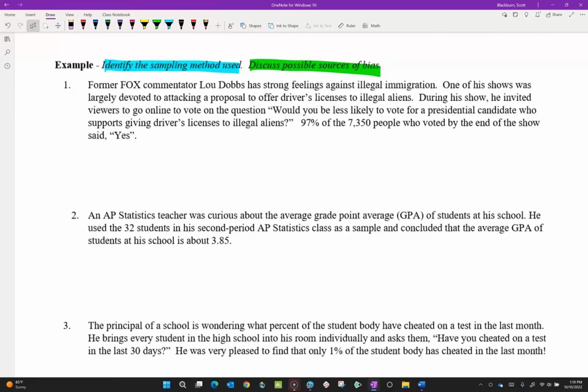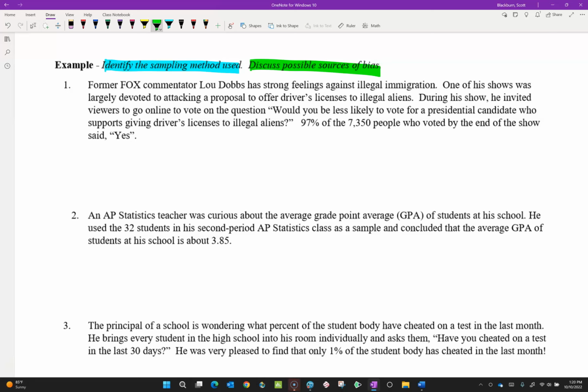Former Fox commentator Lou Dobbs has strong feelings against illegal immigration. One of his shows was largely devoted to attacking a proposal to offer driver's licenses to illegal aliens. During his show, he invited viewers to go online to vote on the question, would you be less likely to vote for a presidential candidate who supports giving driver's licenses to illegal aliens? 97% of the 7,000 people surveyed by the end of the show said yes.